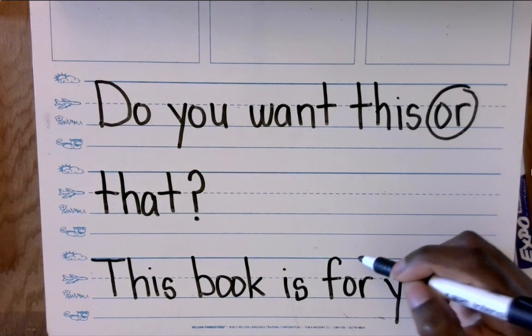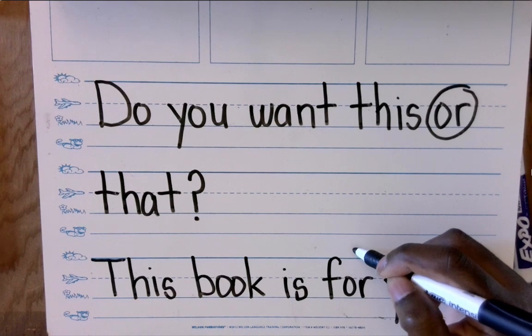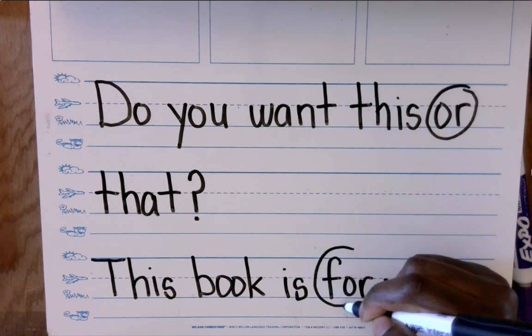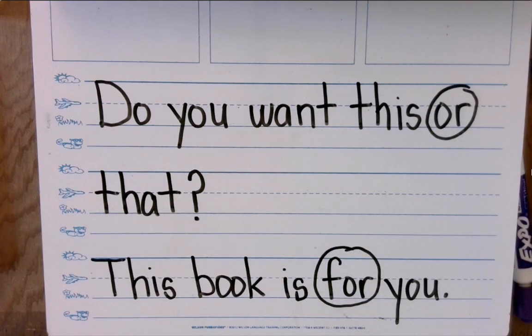What do we do with our trick words? We circle them. There we go. Good job. You guys are getting so good at trick words. I'm going to put a few more sentences in the description box below that you guys can practice with, okay?